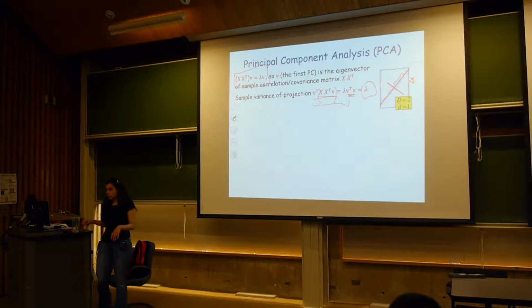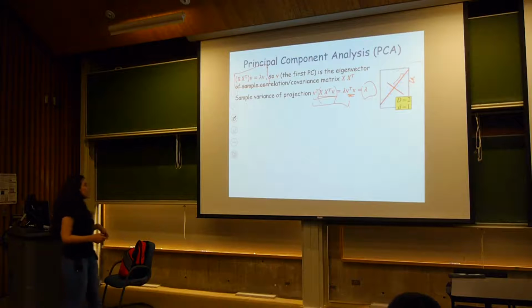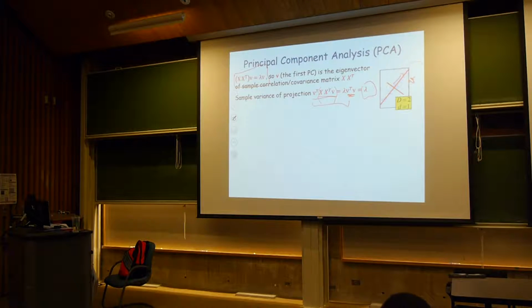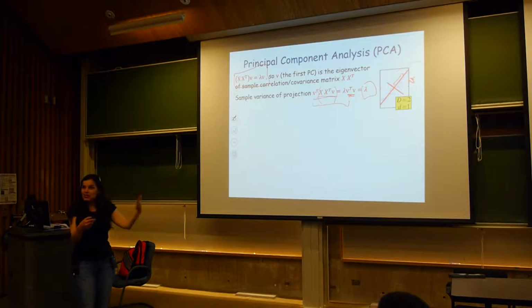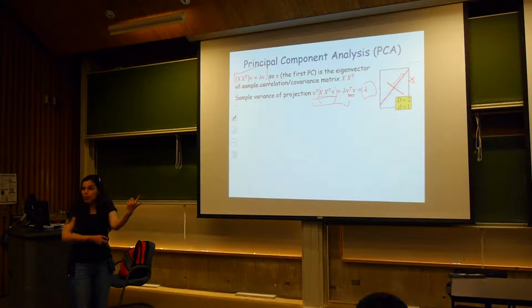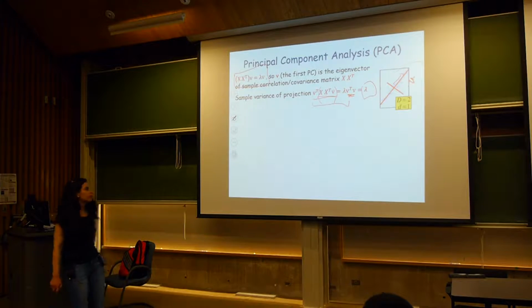So what I just argued is that the first principal component is the first eigenvector of the sample covariance matrix, and if I project the data onto that direction and compute the sample variance of the projection, that's exactly equal to the first eigenvalue of the sample covariance matrix. That's nice to know, because once we know these things, we can immediately compute the first principal component and the corresponding sample variance.